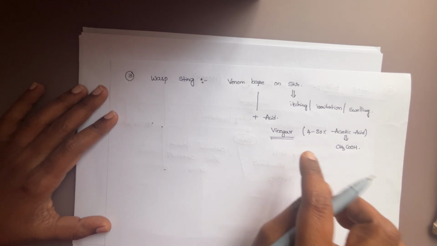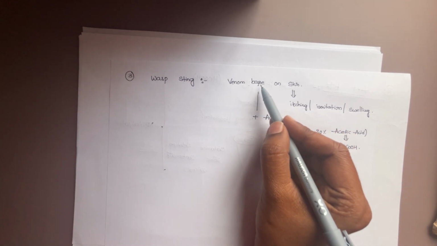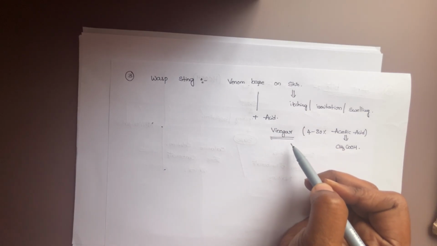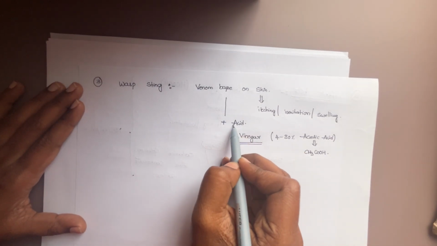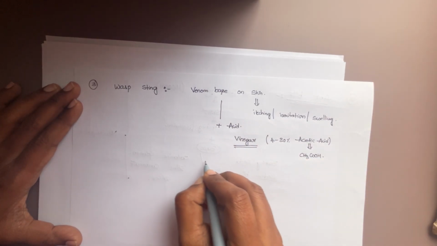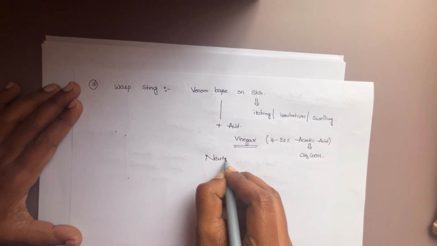So here the venom base effect is nullified by using the acid vinegar. This is also addition of acid to the base to nullify the character of the base. This is also an example of neutralization.